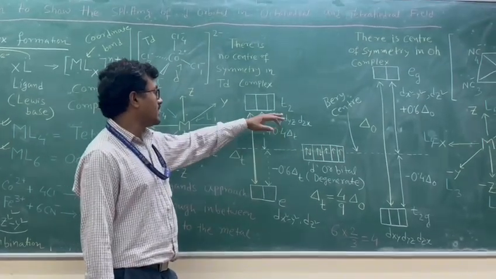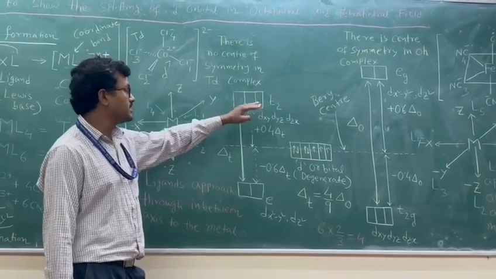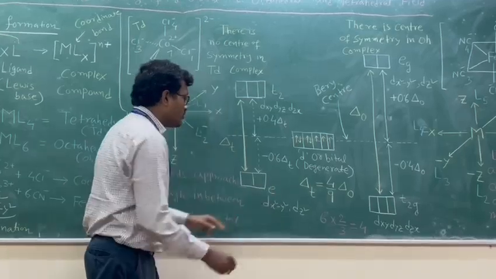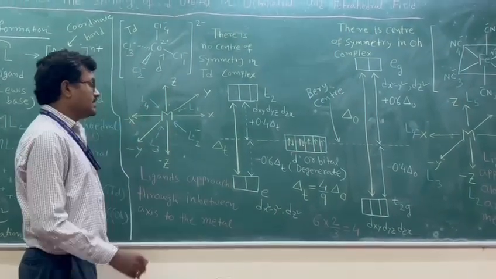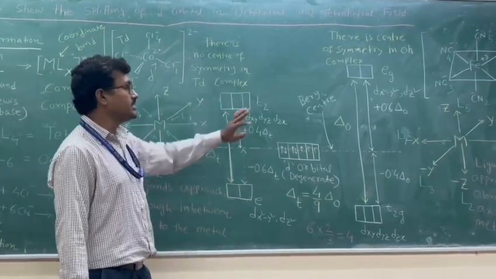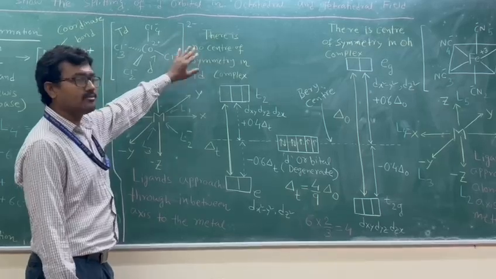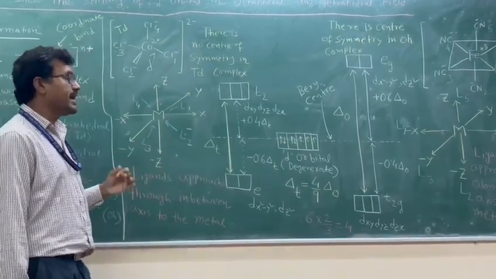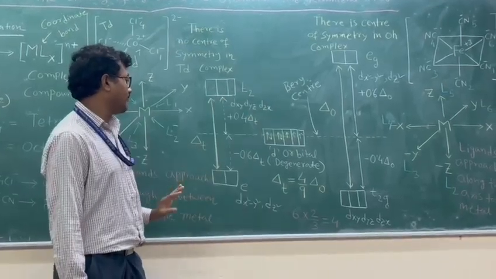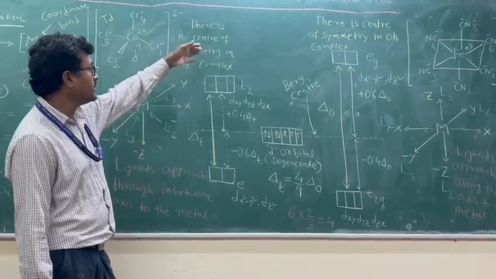Now these 3 orbitals having same energy will be called triplet, T2. And there are 2 orbitals with same energy, it will be doublet, E. This doublet is indicated by the letter E and triplet is indicated by T2. Now, a tetrahedral complex has no center of symmetry. Because of that, we can't say it is gerade or ungerade. So therefore, we will not write any g here, only T2 and E. So this is the splitting of the d orbitals in tetrahedral complex formation, meaning the tetrahedral field.